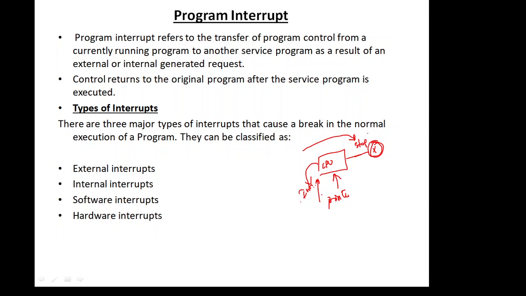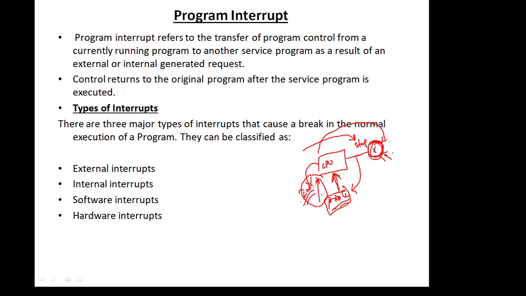So program interrupt refers to the transfer of program control from the currently running program, which is this X, to another service program, which is the printer, as a result of an externally or internally generated request. This request we are sending from the printer to the CPU, we call it an interrupt. And control returns to the original program after this service has been completed. After the printer service request is completed, it comes back to the original instruction.